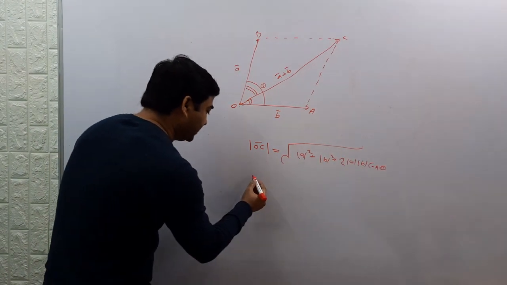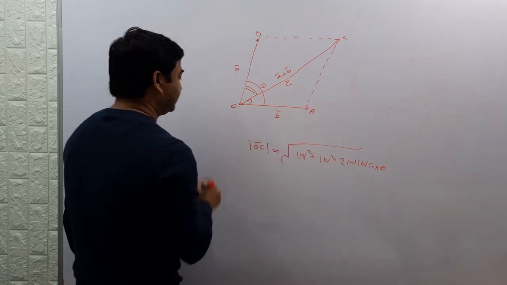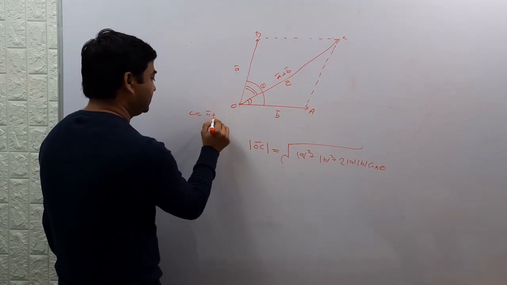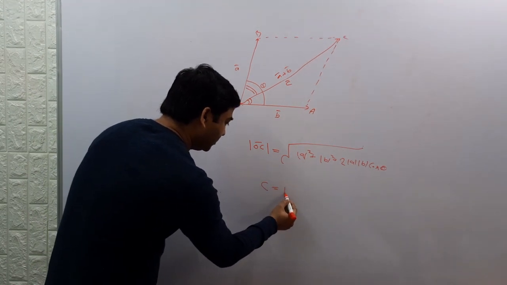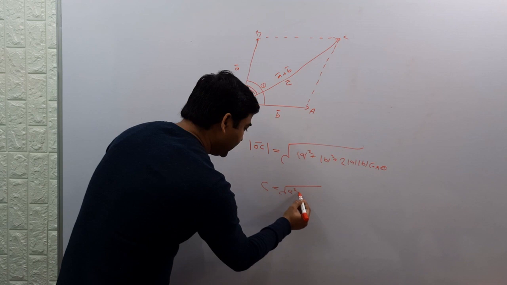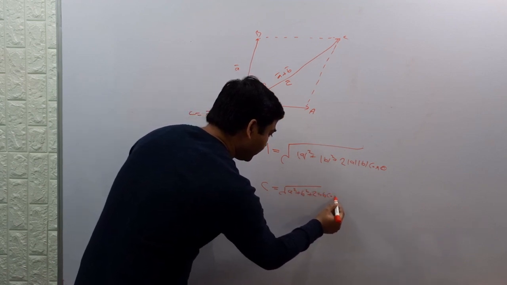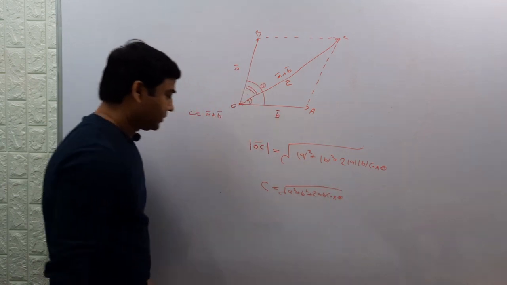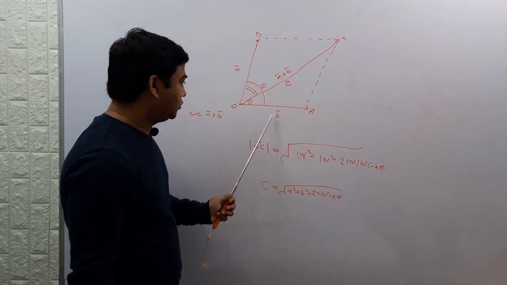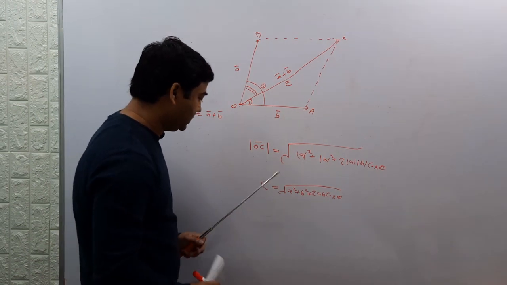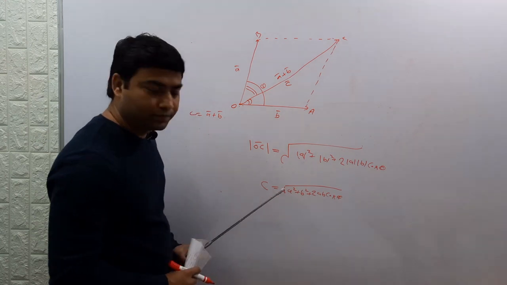Simply you can write it like this. Let this resultant vector be C. C is equal to A plus B. So we can write C is equal to under root A square plus B square plus 2AB cos theta. C is the magnitude of the resultant vector. A and B are the magnitudes of these two vectors. C is A square plus B square plus 2AB cos theta under root.